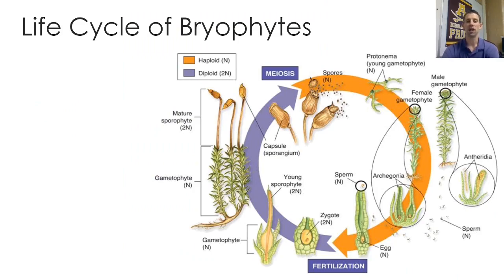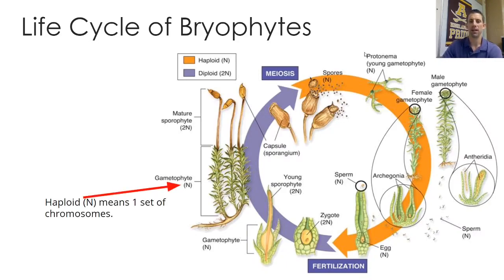We take a look at the life cycle of a bryophyte, and there's quite a bit going on here. It doesn't matter really where we start. So let's start right here with the spores being released from the sporophytes. So the spore is a haploid component. And so let's just really quickly review again what haploid means. Haploid means that we have one set of chromosomes, and it's oftentimes depicted by just the letter N. The letter N means that it's haploid.